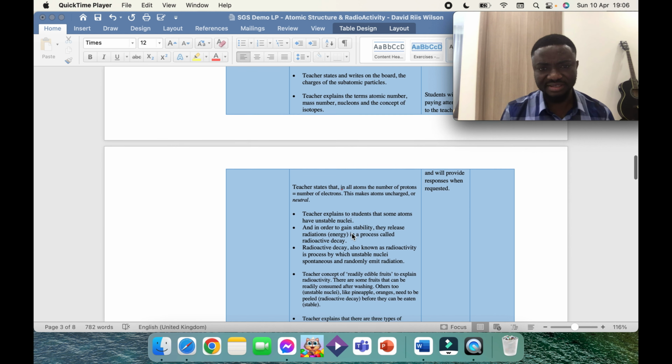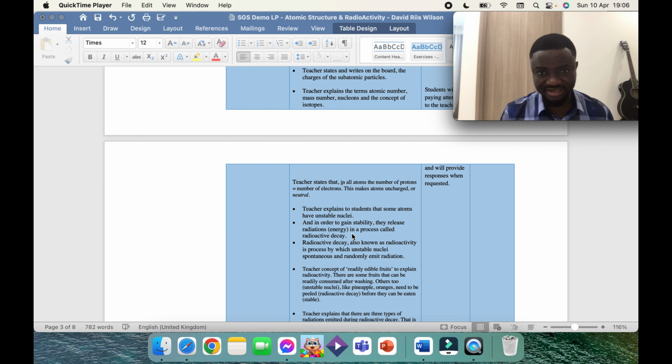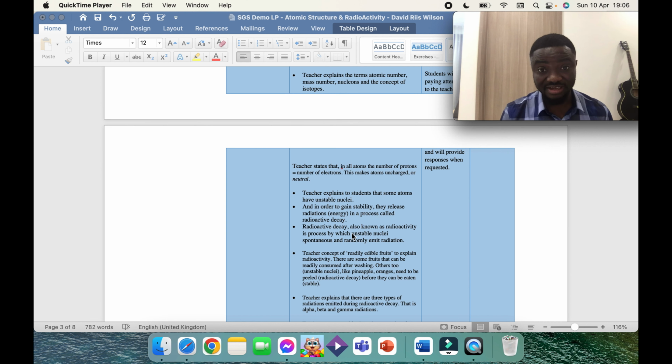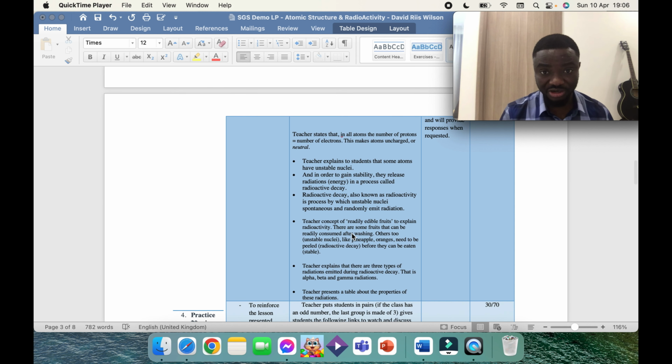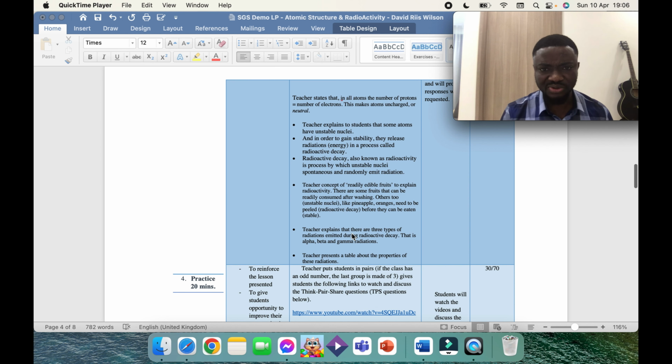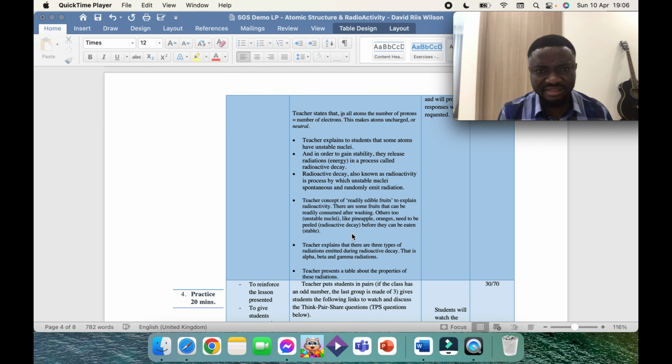Also, the teacher for this particular lesson and at this stage will be able to explain what isotopes are, and also mention that in all atoms the number of protons is equal to the number of electrons, and this makes the atoms uncharged or neutral. And then also the teacher will explain to the students again that there are some atoms with unstable nuclei, and this unstable nuclei would have to be stable.